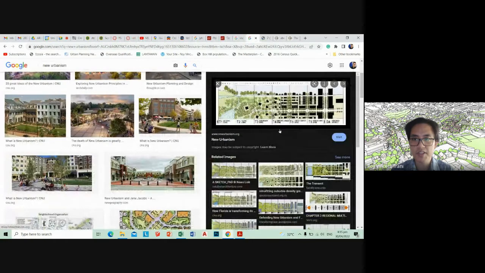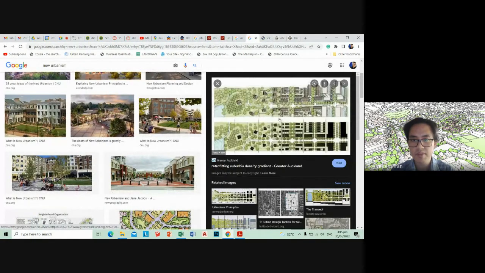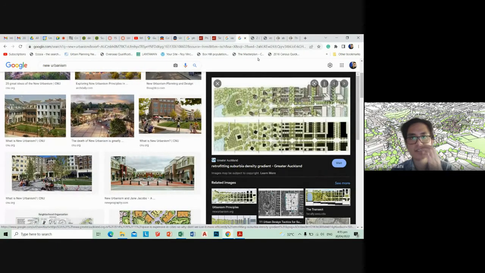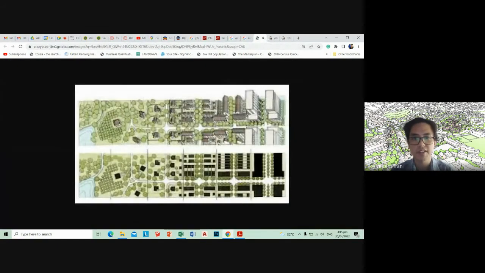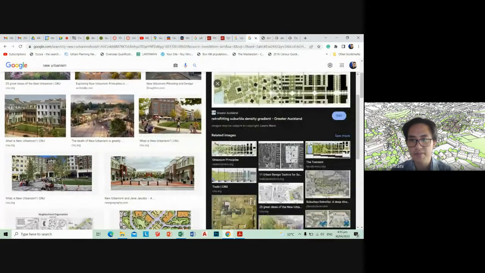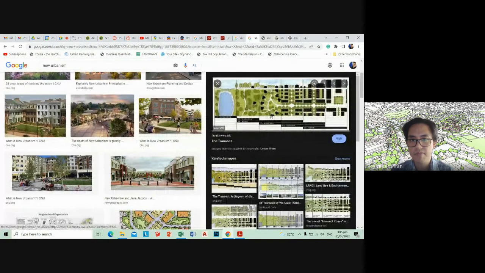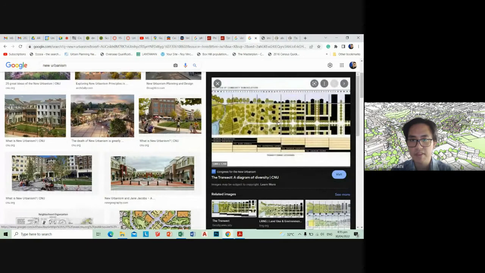Let me open this in a new tab. Hopefully it's high def. Oh, it's not high def. What they call a density gradient. Let me see here. That's really low quality. Okay, this is better. Open image in a new tab.